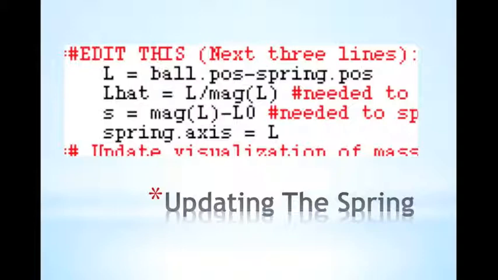Next, we must update where the spring is. We update L by subtracting the spring's position from the ball position. Then we calculate the direction L hat by dividing L by the magnitude of L, and then update the S position as well.